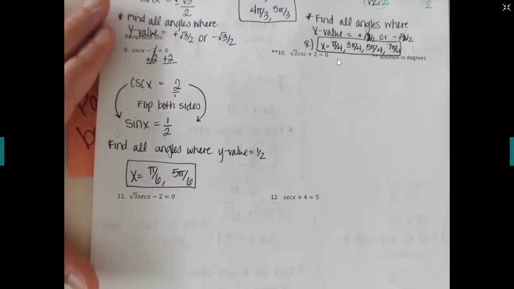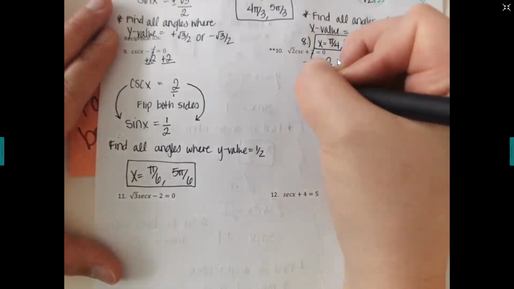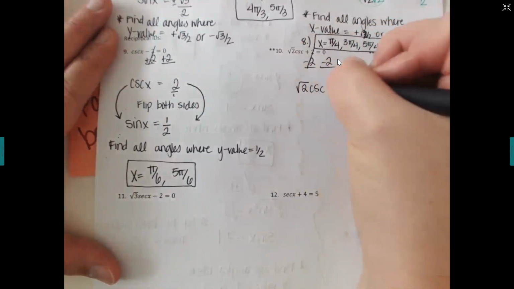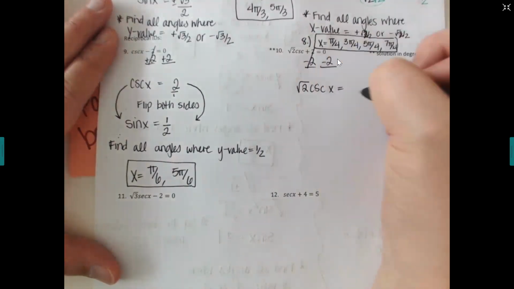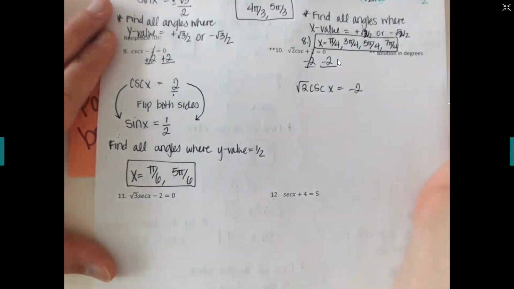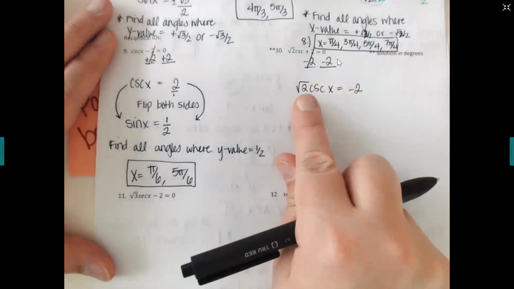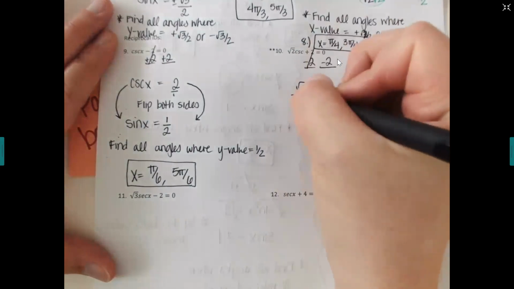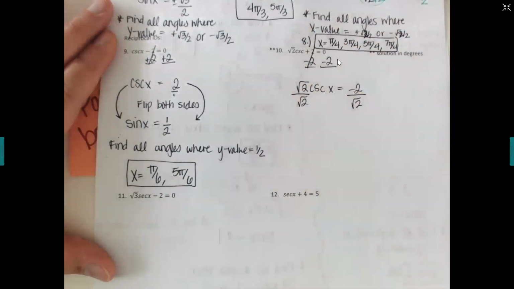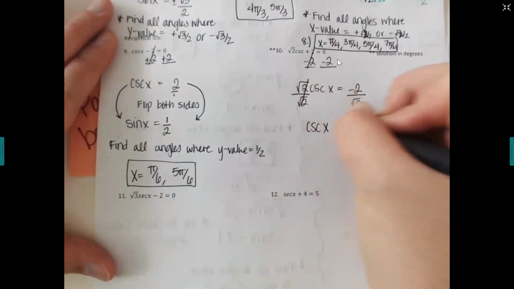Easy enough? Okay, let's go to number 10. What do you think I should do first? Minus the 2 across. So I have root 2 cosecant x equals 0 minus 2, which is -2. From there, let's treat this as a coefficient. How do I get rid of the number from the front? Divide. Divide it. So I have cosecant x equals -2 over root 2.